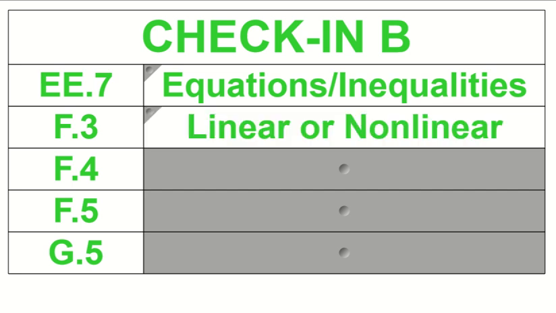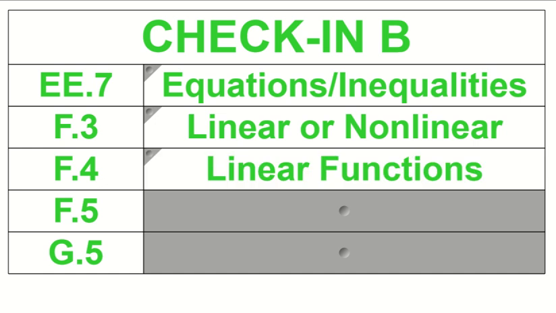F3 is where you got to identify if a function's linear or nonlinear. When it's graphed, that's pretty easy. You got either a straight line or a curved line, right? We got some other stuff with that too, though. F4 is working with linear functions. That's where you got to find the slope or y-intercept or both, like find the whole function kind of thing.